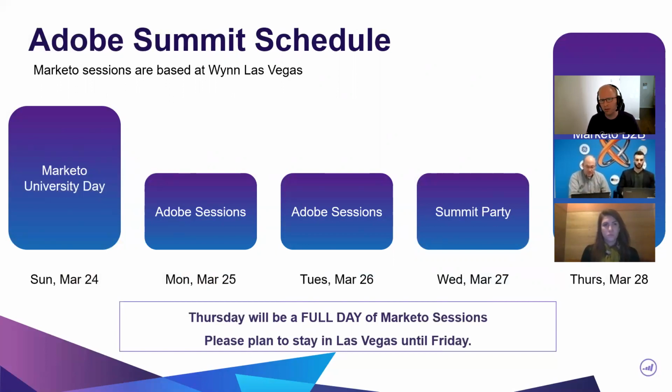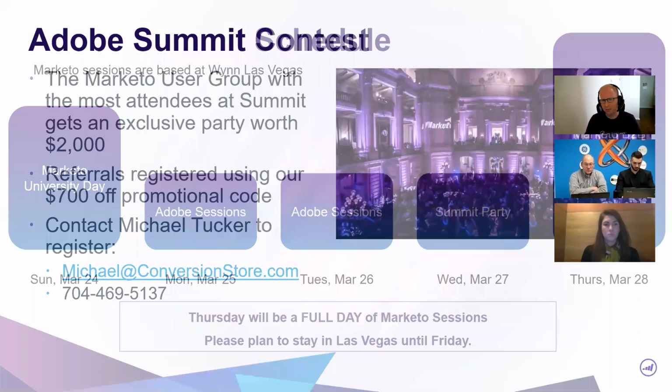So if you're booking your plane tickets back, make sure that you book them for Friday and that you book a hotel night to stay over Thursday night, because you're going to need that entire day, as most of those sessions on that Thursday are on the Marketo B2B track. And again, we'll have more about this next month's session.